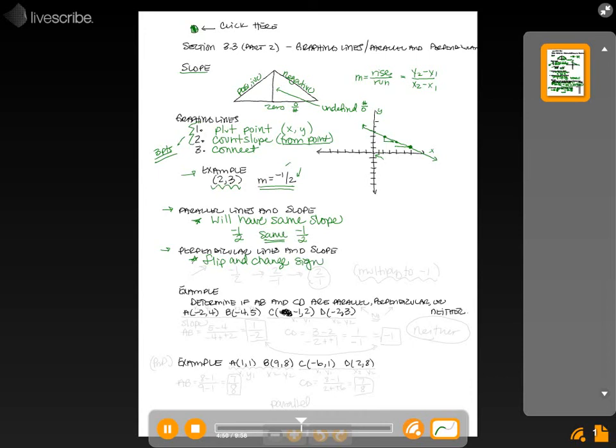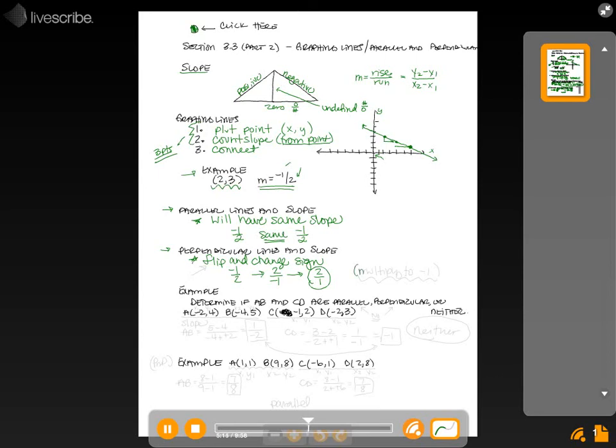Okay, that's the first big idea. So if you had a line with a slope of negative 1/2, you would flip it, so it would become 2 over negative 1, and then you need to change its sign. Well, that's negative, so it's going to become 2 over positive 1. And there's your new slope, 2 over 1, or 2. That's how you get a perpendicular slope.